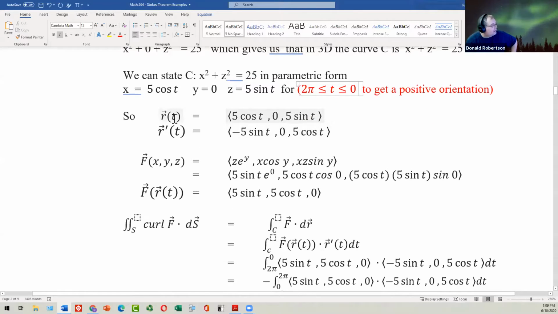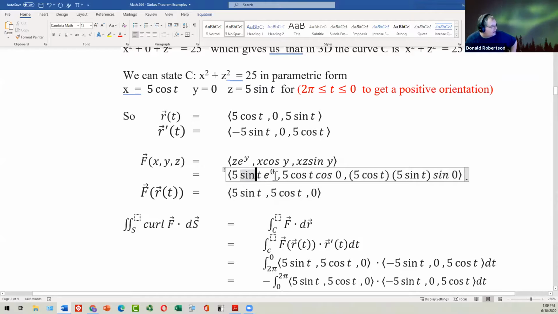So back to our problem. We have a line integral. What does the curve look like? In parametric form, it looks like that. What does the vector field look like? It's got this equation, but every x is going to be turned into 5 cosines, and every y is going to be turned into 0, and every z is going to be turned into this fella.